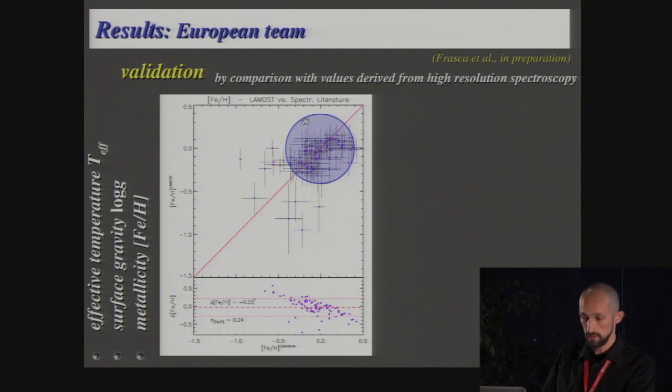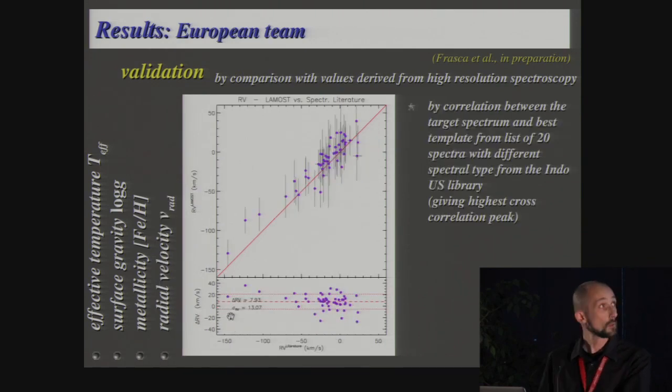For the metallicity, again, the majority seems to be compatible with solar metallicity, but you also find some evidence for metal poor stars. And you see here some kind of trend, which is a reflection of the fact that metallicity and effective temperature are correlated in the determination. And here we find a sigma of about 0.25.